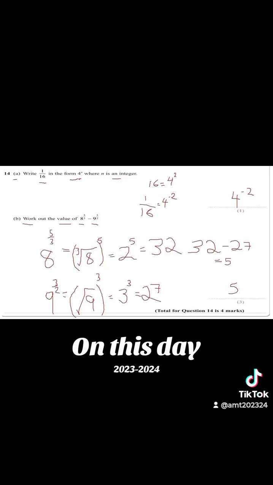Just as a recap, a fractional index, a fractional power: I do the root of the bottom of my fraction and then I raise that to the power of the top. And a negative index, a negative power, means 1 over, or the reciprocal. So if it's a whole number, it's 1 over. If it's a fraction, then I flip it or turn it upside down. That is revising and recapping fractional and negative indices.